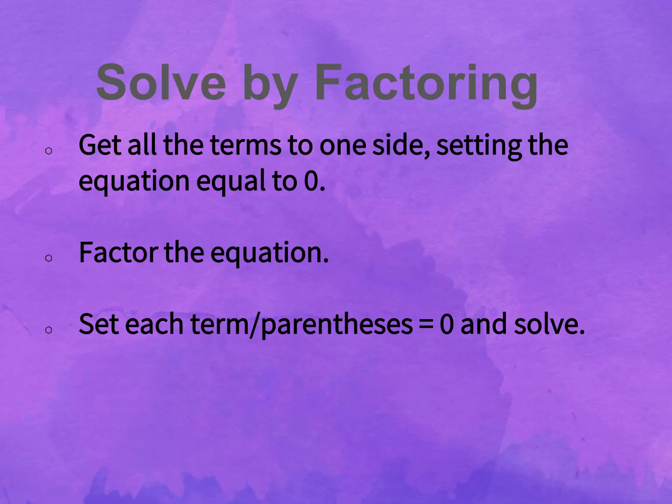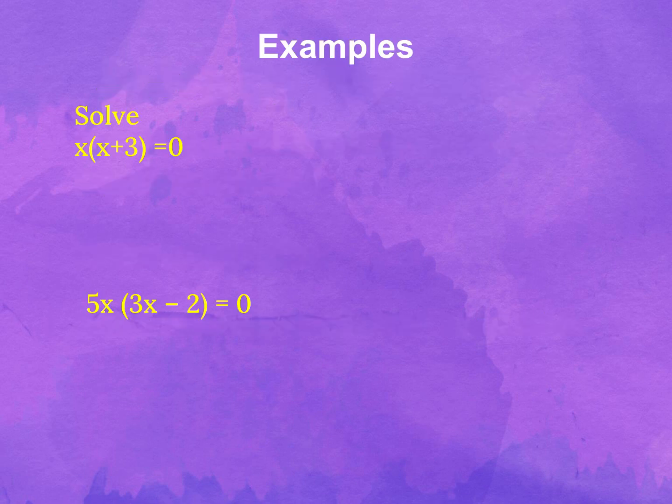So when we solve by factoring, we need to get all the terms to one side, set our equation equal to 0, and make sure it's in standard form with the x squared, then the x term, then the constant equals 0. Then we'll factor the equation, which is what we did last week, and then we'll set each term, which will be each parenthesis, equal to 0, and then solve for the variable. So let's take a look.